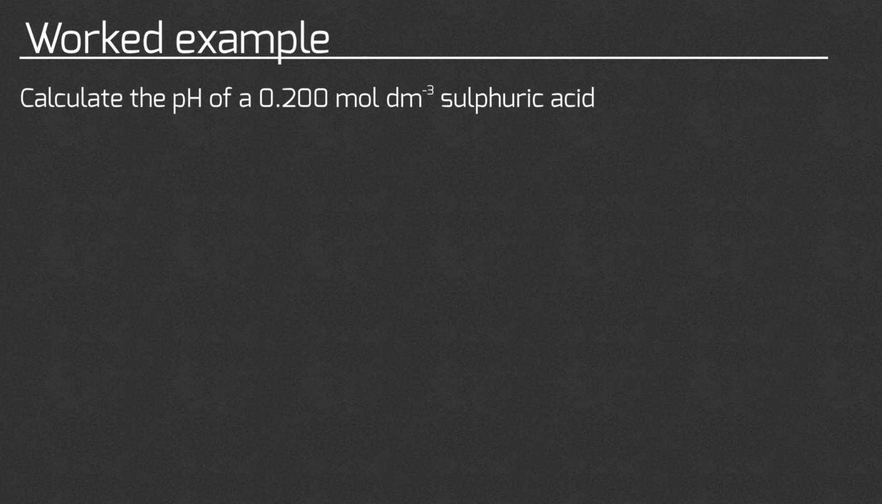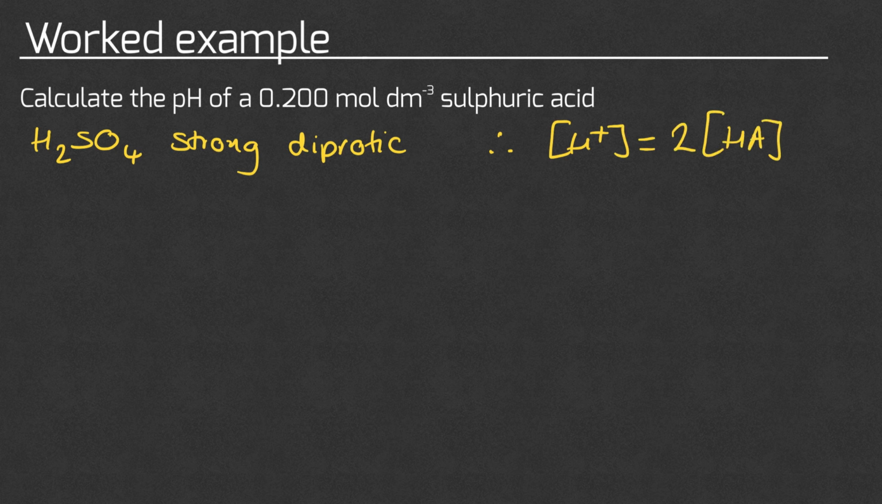So for this question, we need to calculate the pH of a 0.2 mole per decimeter cube sample of sulfuric acid. Sulfuric acid is a strong diprotic acid, therefore the concentration of the hydrogen ions will be equal to twice that of the concentration of the acid. We then need to make sure we've got an equation down linking pH to the concentration of H+. We also need to work out what the concentration of the H plus ions are. So in this case, we've only got the concentration of the acid. So we can use the equation we've just written to work out the concentration of the hydrogen ions.